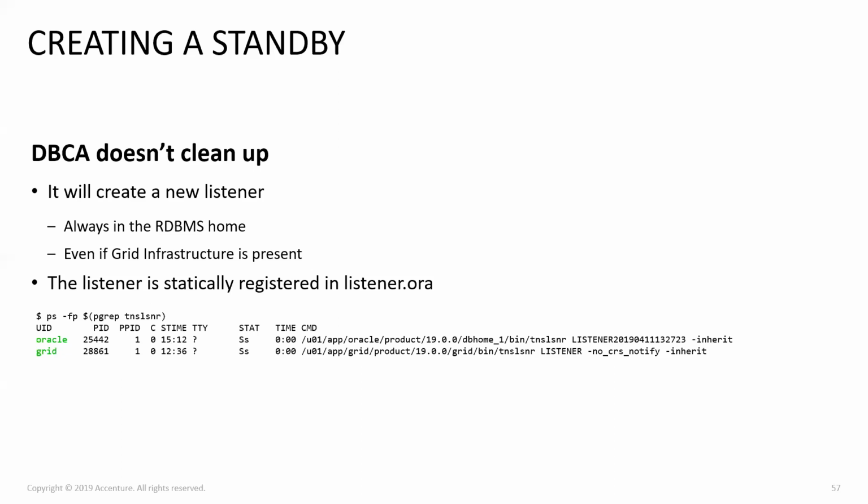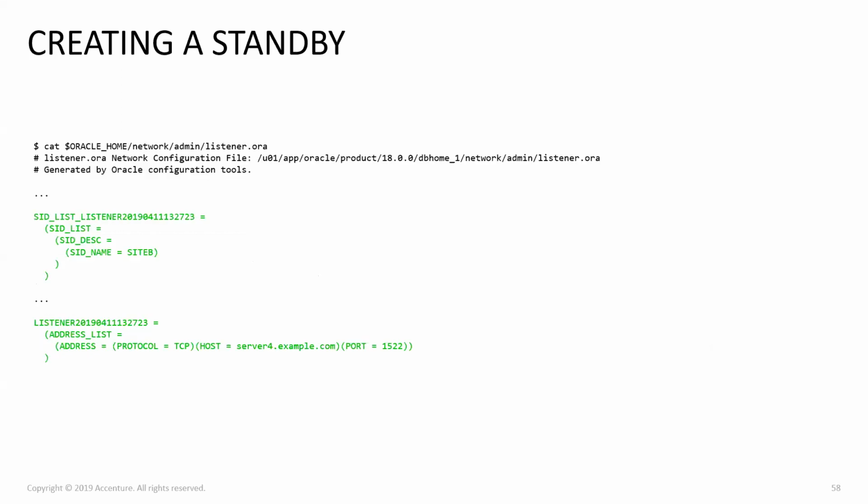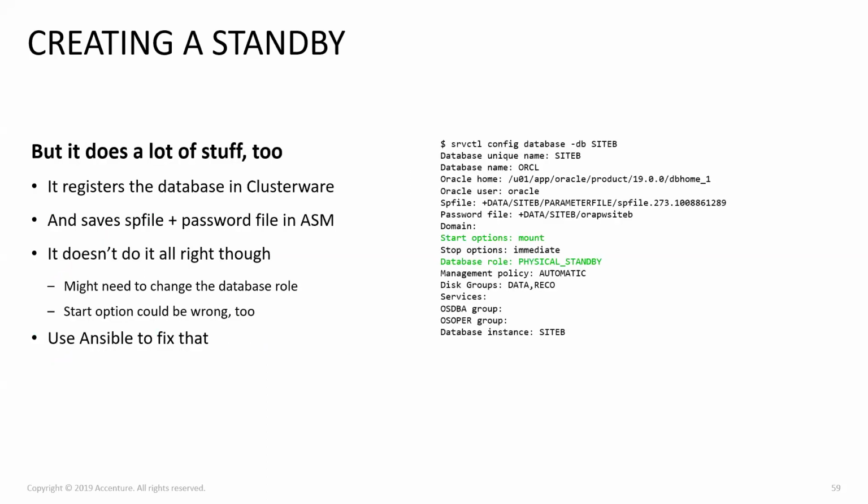The thing to look after, though, is it doesn't clean up. So DBCA created a new listener. It did so in the RDBMS home, even if grid infrastructure was present. And you can see two listeners here in my system when I did the test, and it created a listener.ora file for this listener. And I think it's just listener, and then a timestamp. So that's the listener name, and it just finds a free port and does the work.